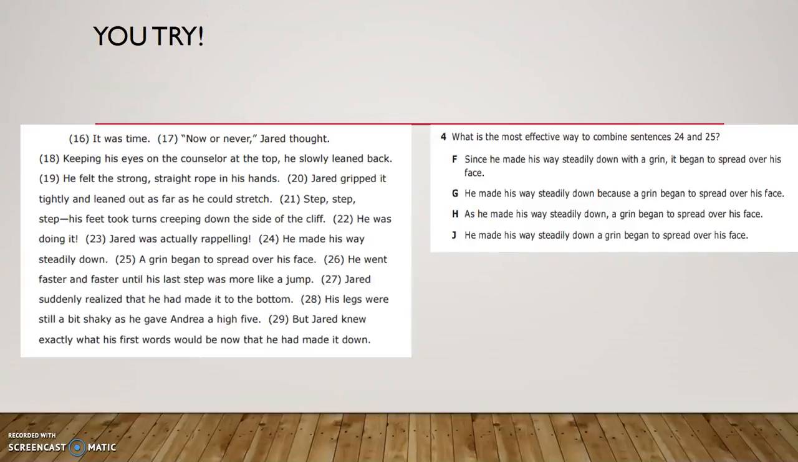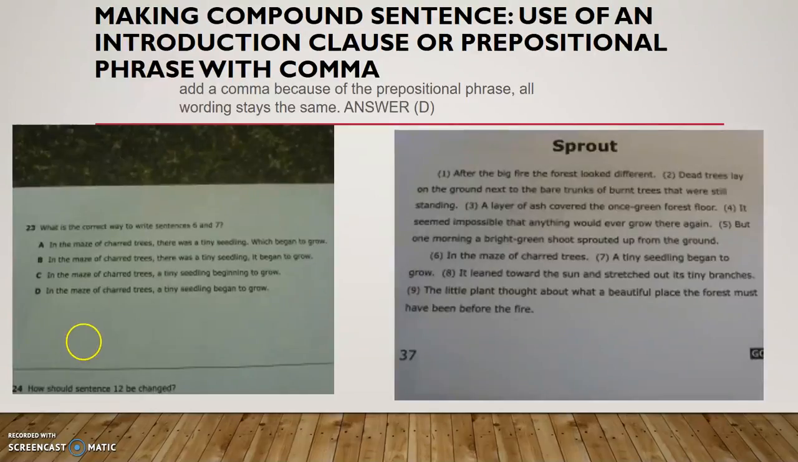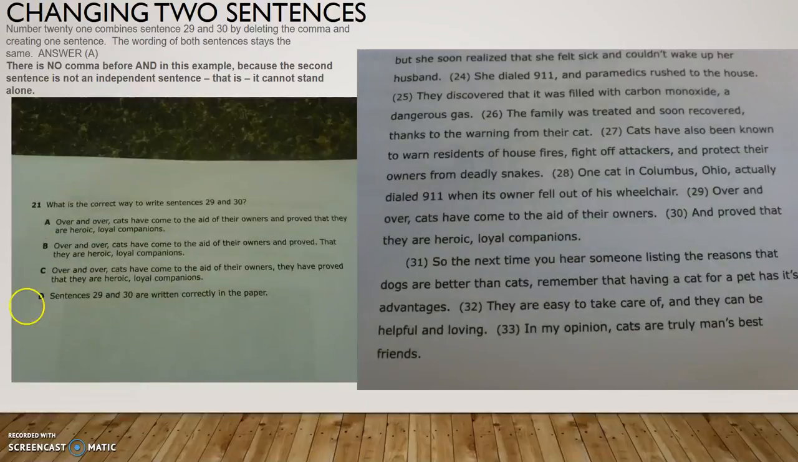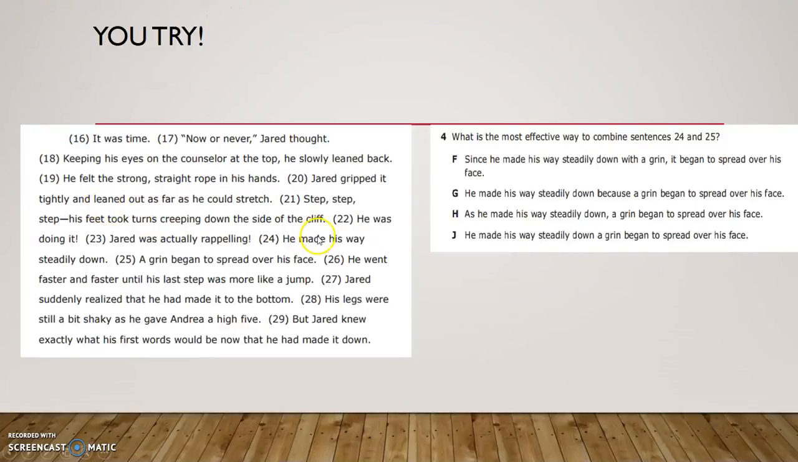Now you try it. It says, what is the most effective way to combine sentences 24 and 25? So this would be a revision question. What would be the most effective way to combine sentences? Notice the other questions did not ask you to combine. They asked you for the correct way. That's how you're going to know editing from revising.